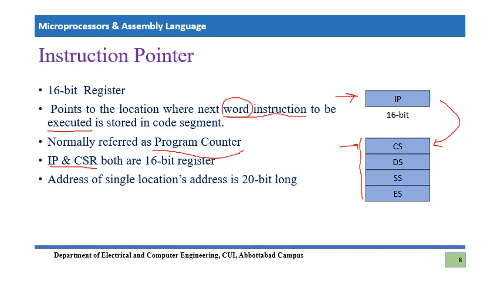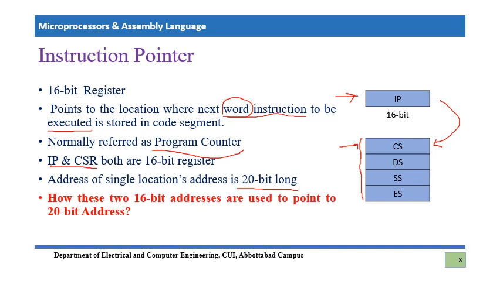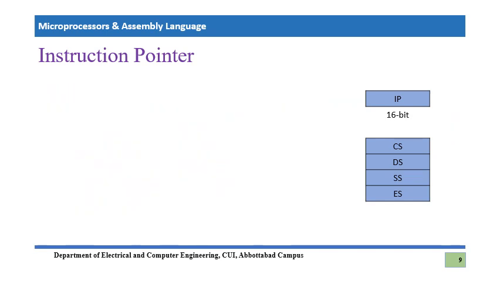Normally we know that the address of a single location is 20 bits long, while both IP and CS are 16-bit. So how do these two 16-bit registers access a 20-bit address? That's the mystery of 8086, and that's the beauty of the 8086 or 8088 microprocessor. We are going to learn about that in detail when we deal with physical memory address generation. Okay, let's list some facts related to the IP and CS registers.